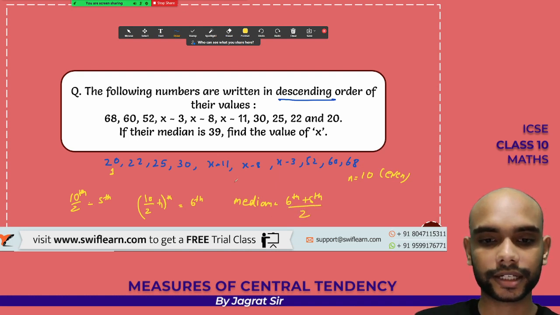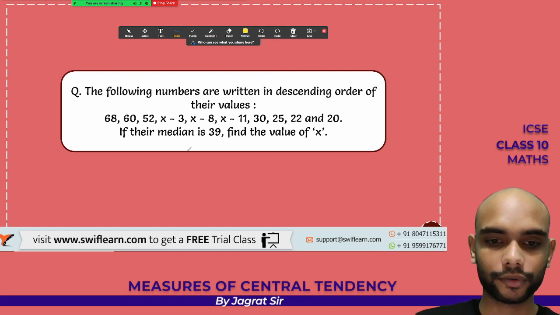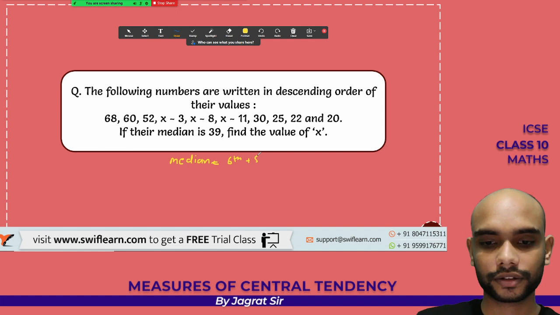Is it clear till here, beta? Arrange them in ascending. This was the ascending thing. Count them, 10. So if they are even, we will find the 5th observation and 6th observation, and divide them by 2 since they were even. So now again moving on. So median is already given. Okay, let me write that. Median is equal to 6th plus 5th upon 2.